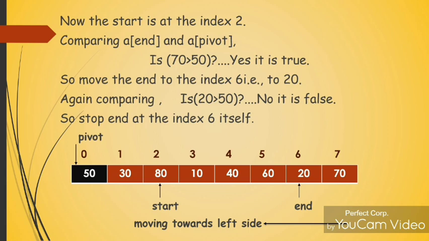Comparing A of n and A of pivot. Is 70 greater than 50? Yes, it is true. So move n to the index 6, that is to 20. Again comparing. Is 20 greater than 50? No, it is false. So stop n at the index 6 itself.